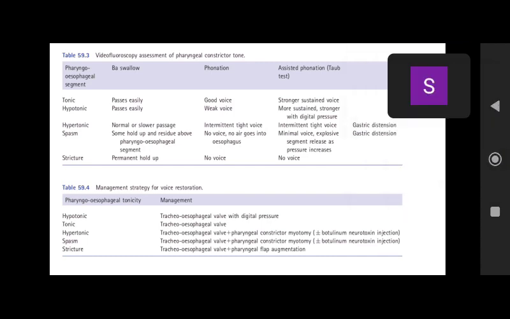So for a hypotonic segment, you have to use a tracheoesophageal valve with distal pressure. And for hypertonic segments, you have to do a pharyngeal myotomy or a botulinum neurotoxin injection. Again, for a spasm, the same pharyngeal constrictor myotomy can be done. And for strictures, you can remove that part and do a pharyngeal flap augmentation. Thank you.